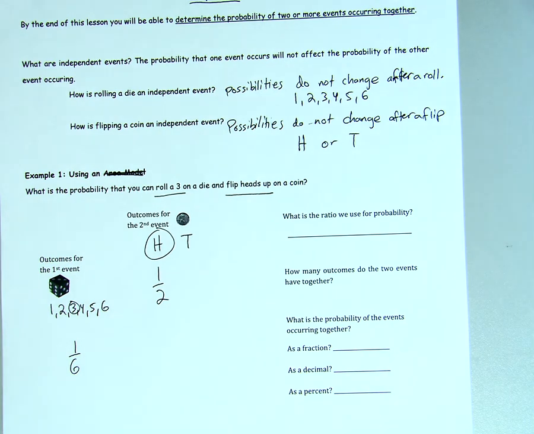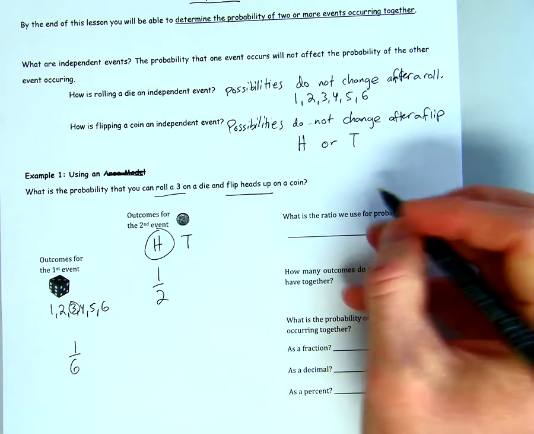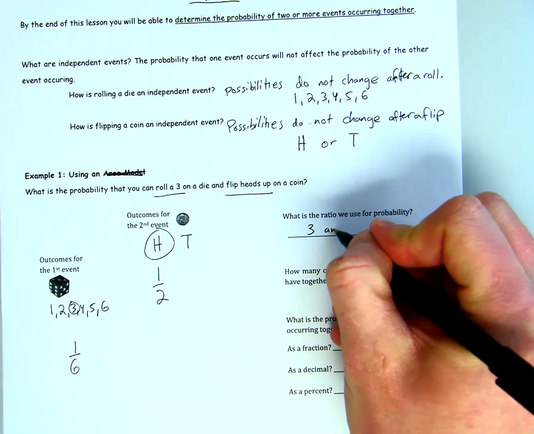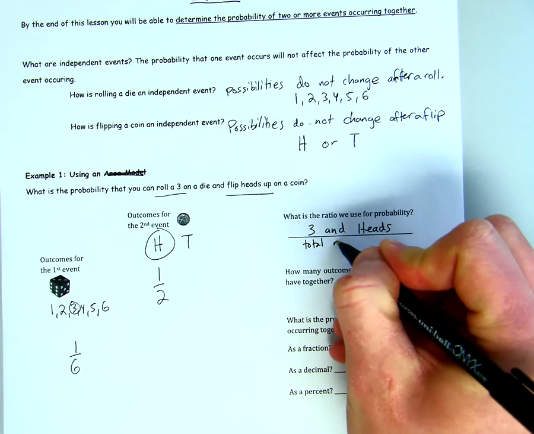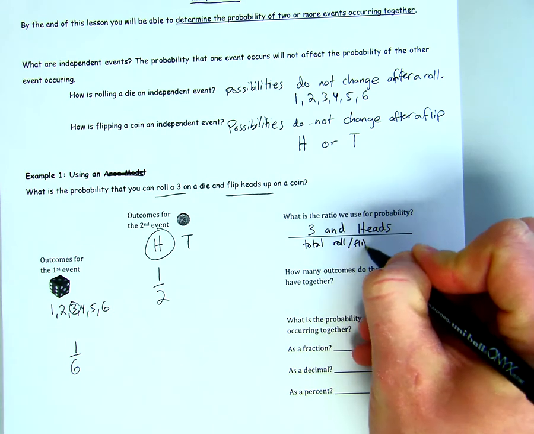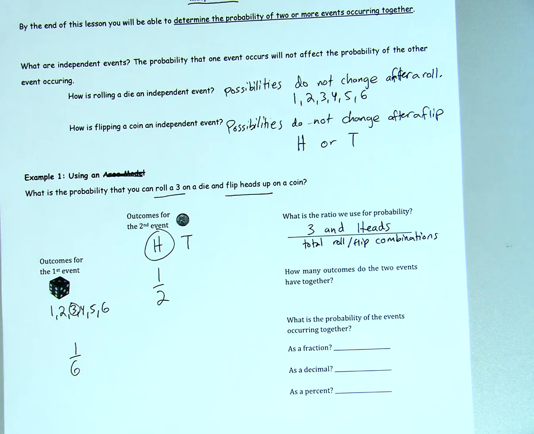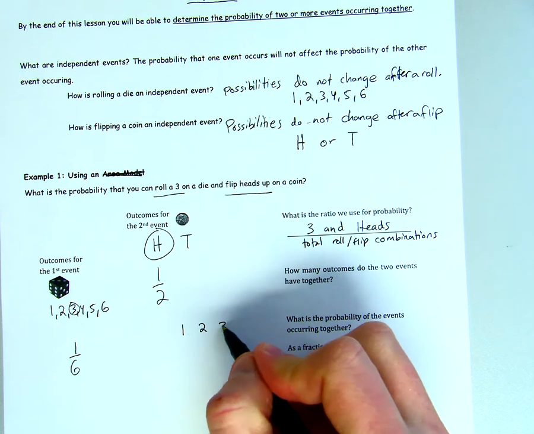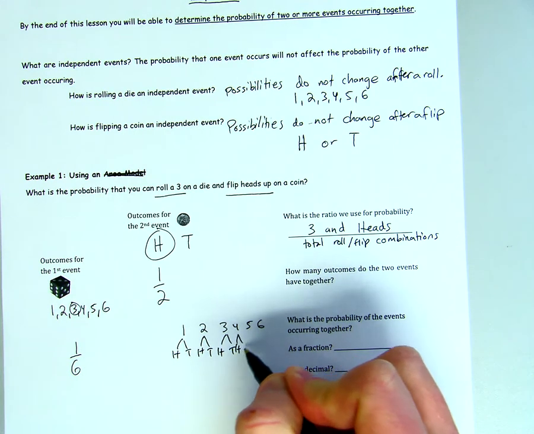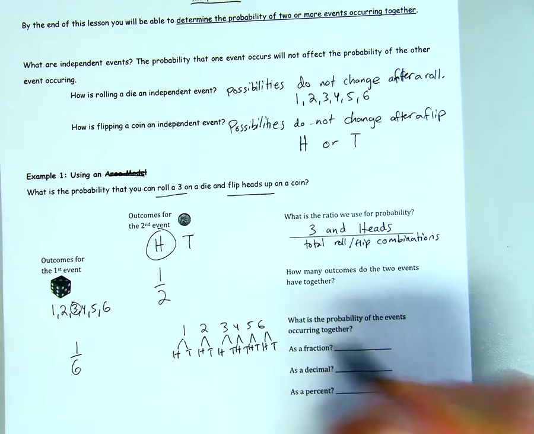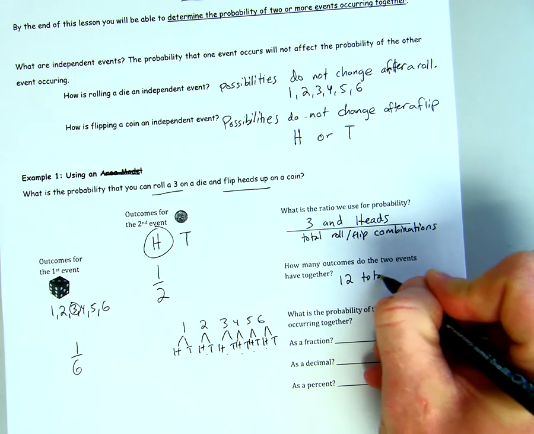So when I think about how many outcomes they have together, actually let's answer this first. What is the ratio we use for this probability? We'll use a 3 and heads over total roll/flip combinations. Then to answer the question of how many outcomes the two events have together, I could do a little tree diagram here, 1, 2, 3, 4, 5, 6. You can get a heads or a tails for each one. There are 2 options here, 2 here, 2 here, 2 here, 2 here, 2 here. There are actually 12 total combinations.